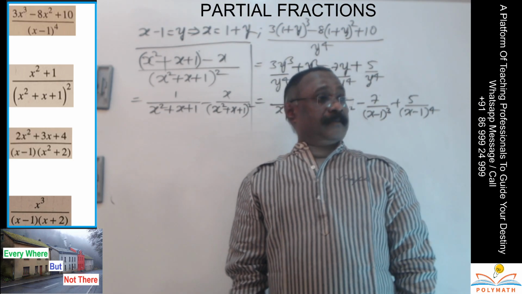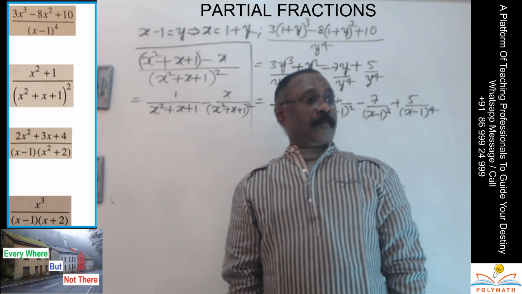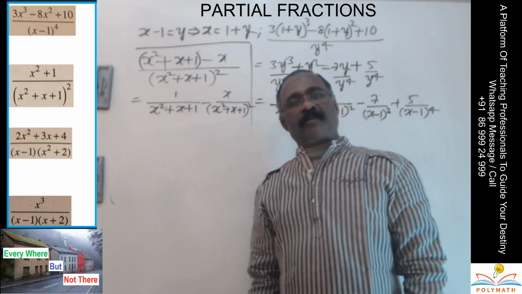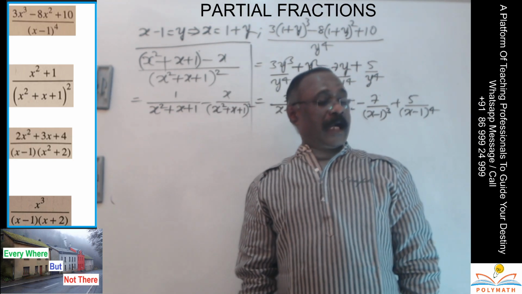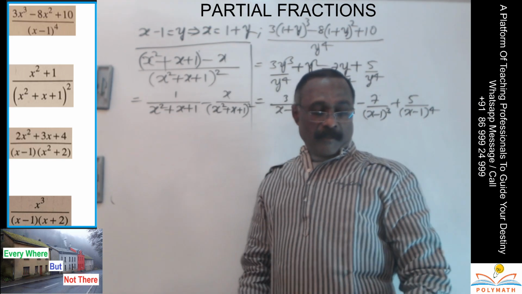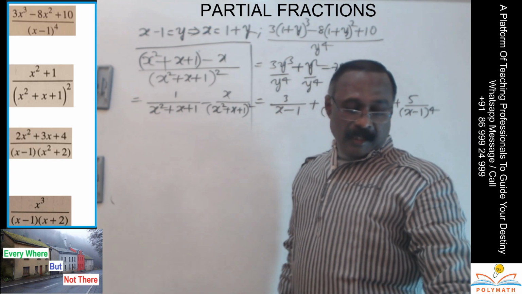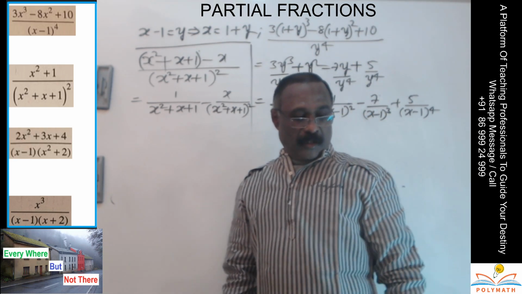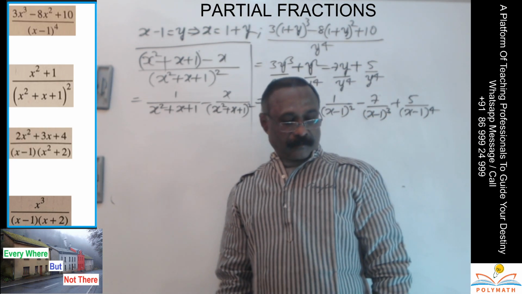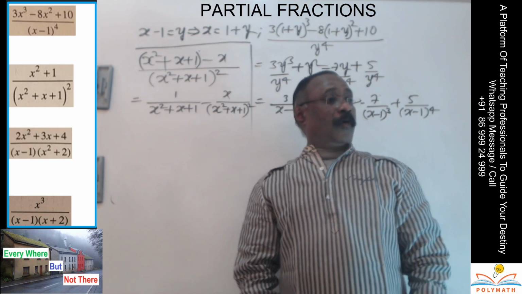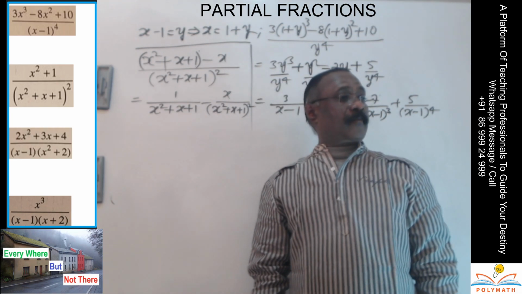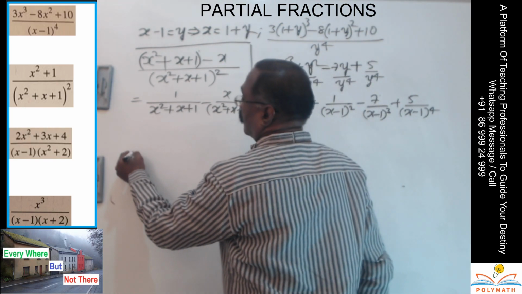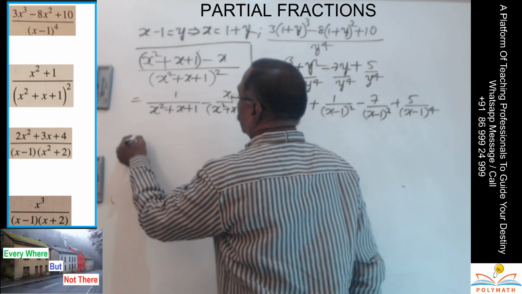The denominator contains a non-repeated linear factor. No problem with that one because we can make use of "everywhere but not there". And another factor contains a quadratic. It contains a quadratic, please. So what is to be done? This is what I'm doing. I'm taking up, as usual, this is done.